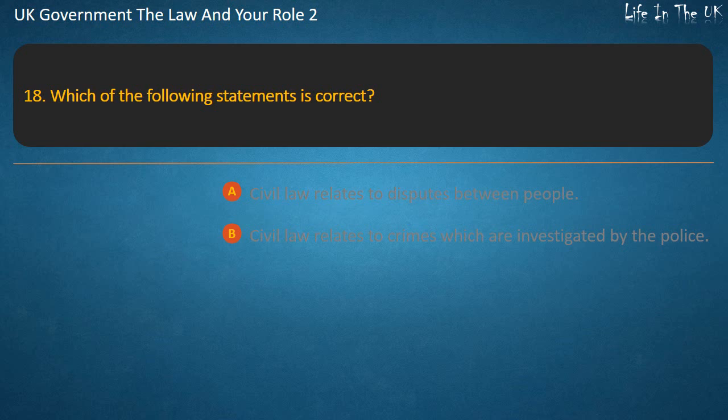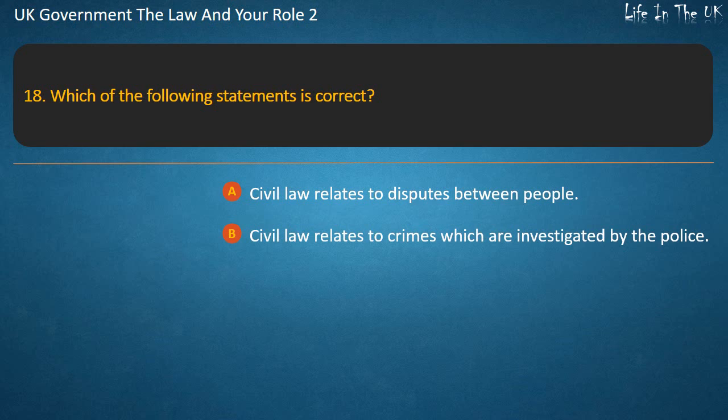Question 18. Which of the following statements is correct? Civil law relates to disputes between people. Civil law relates to crimes which are investigated by the police. Answer. Civil law relates to disputes between people.